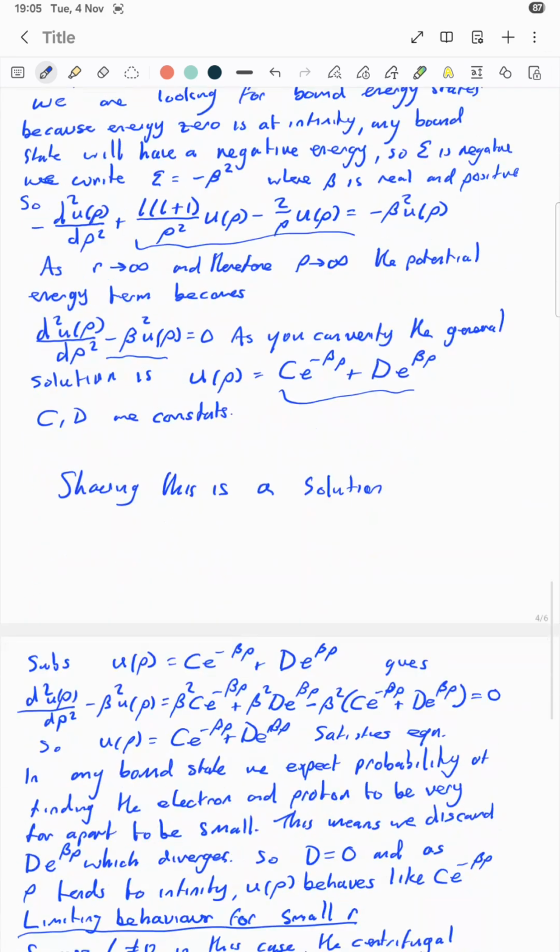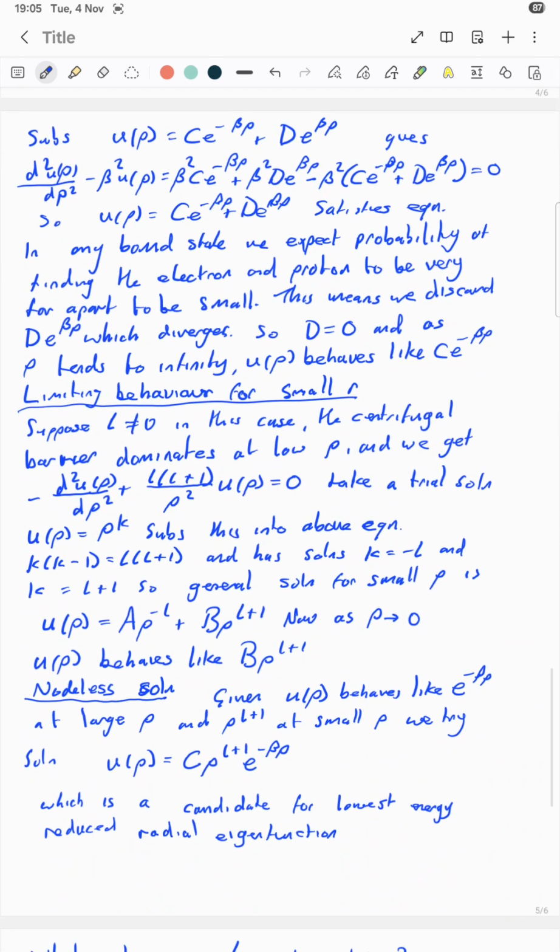Now showing this is a solution, we substitute u of rho equals C e to the minus beta rho plus D e to the beta rho. Substituting into the differential equation gives this, and for u of rho here, so this satisfies the equation in any bound state.